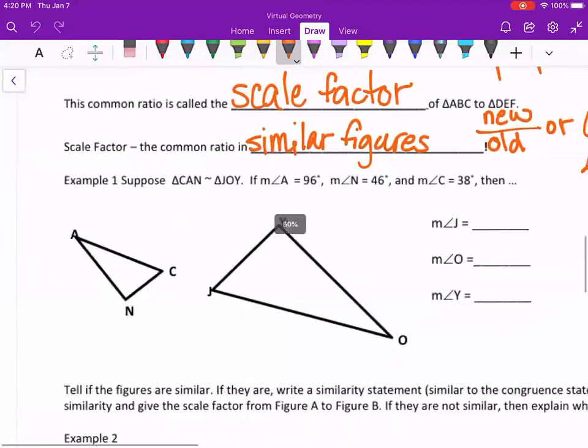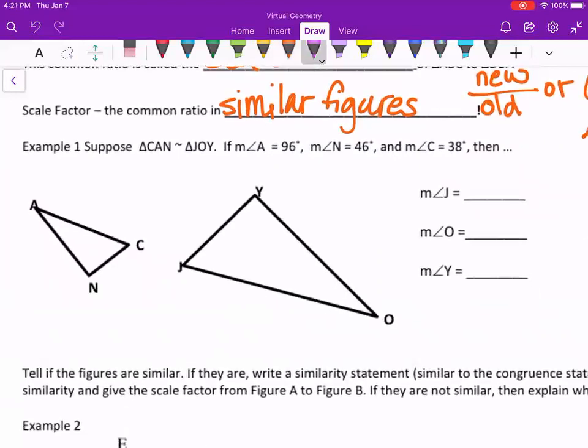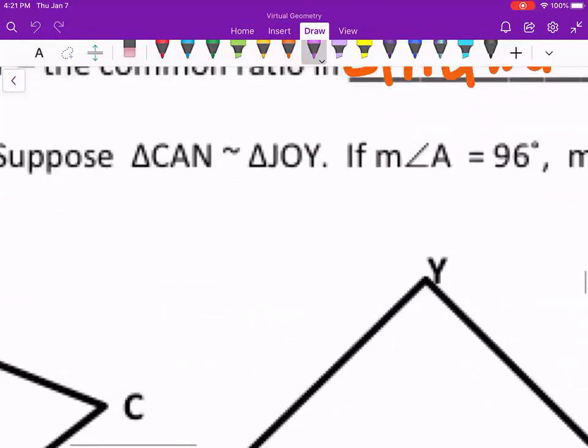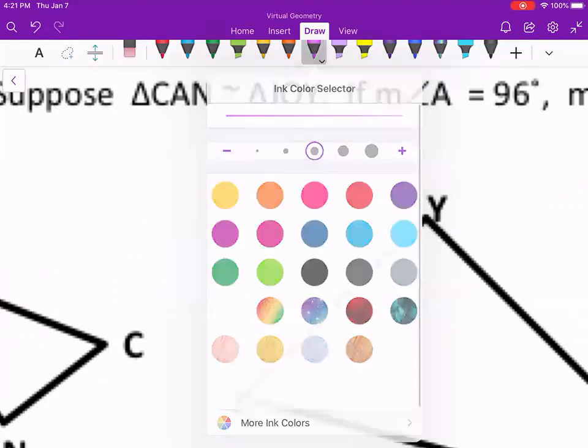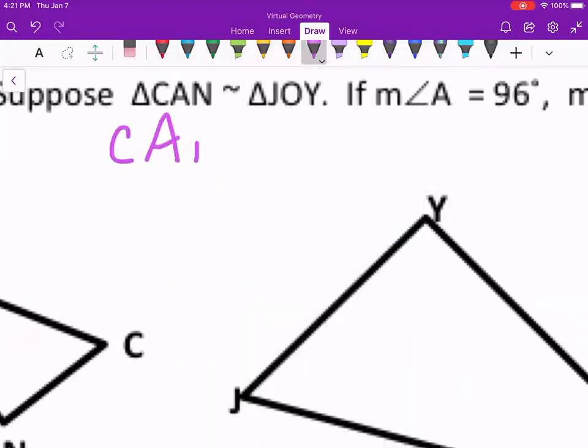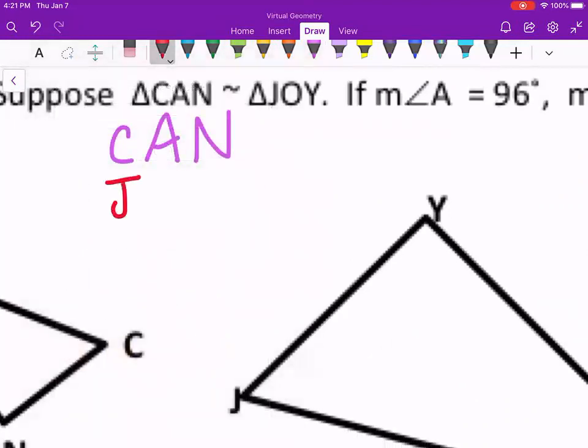So let's use that idea of similar figures and answer our first example. All right, so suppose triangle CAN is similar to triangle JOY. Like we did with congruent statements, you can stack those up to find exactly what matches with what. Stack up those letters. So CAN matches with JOY, and so again, I know now which letters match with what.